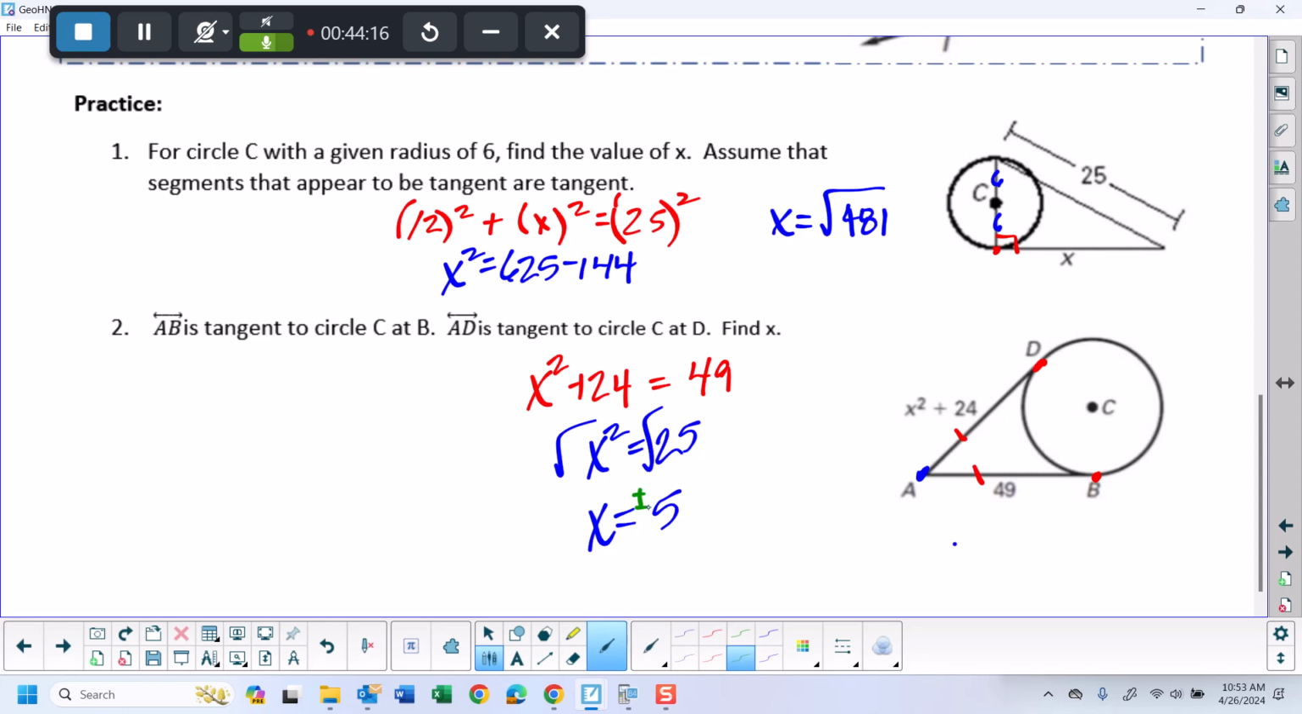Two rules that you have to remember. When the tangent and the radii meet, it's perpendicular, and two tangents from an external point are going to be congruent.